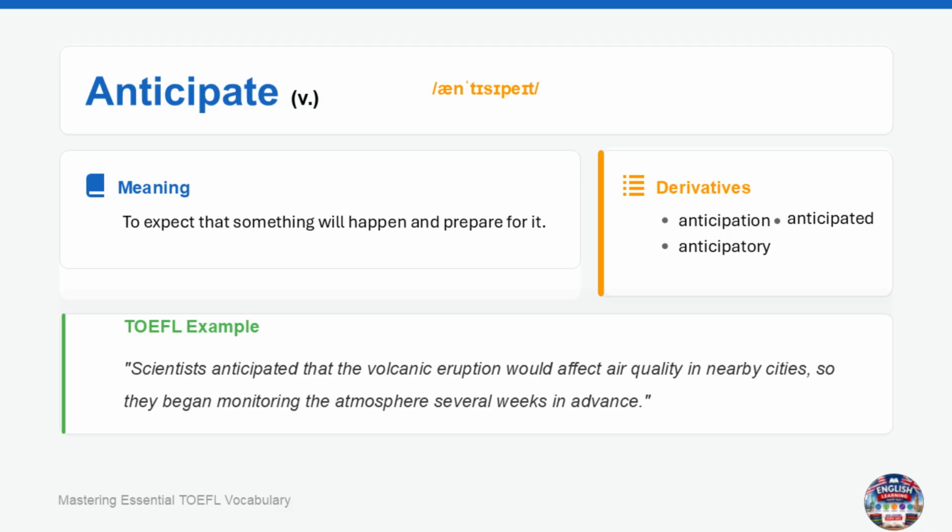Now, here's your TOEFL-style question. Why did the scientists begin monitoring the atmosphere before the eruption? Because they anticipated that the eruption would affect air quality. Now let's review the derivatives. Anticipation, anticipatory, anticipated. So anticipation is the feeling or expectation that something is about to happen.